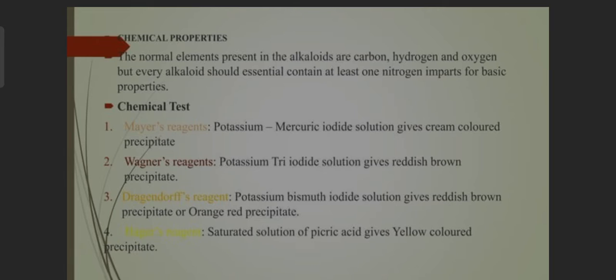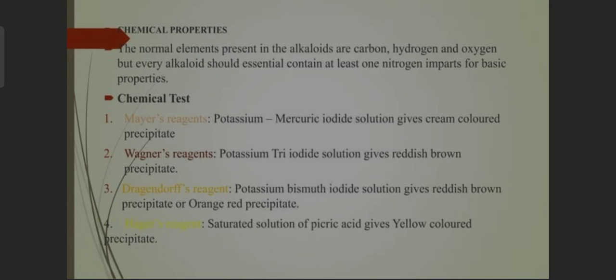Chemical tests. Mayer's reagent, potassium mercuric iodide solution, gives a cream colored precipitate. Wagner's reagent, potassium triiodide solution, gives a reddish brown precipitate. Dragendorff's reagent, potassium bismuth iodide solution, gives a reddish brown or orange red precipitate.